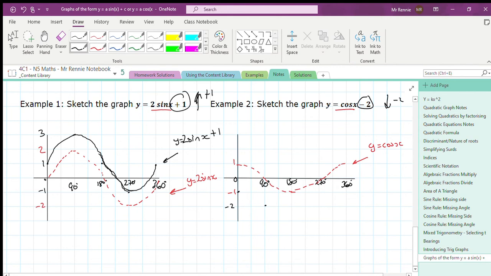At 180 it was at -1, it's going to go down to -3, so I better add that onto my graph. And then 270 was at 0, so it goes down to -2, and at 360 it was at 1, so it goes down to -1. So you're going to see I've got the same cos graph, it's just been shifted down 2. Again, this one's going to be our final answer now, so let's see if I can draw that.